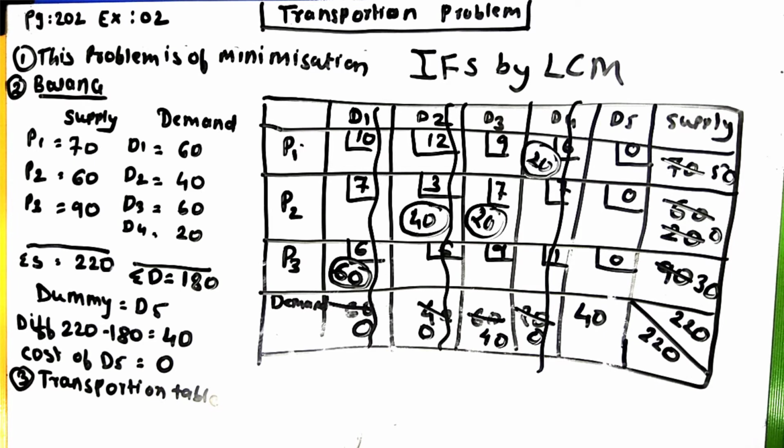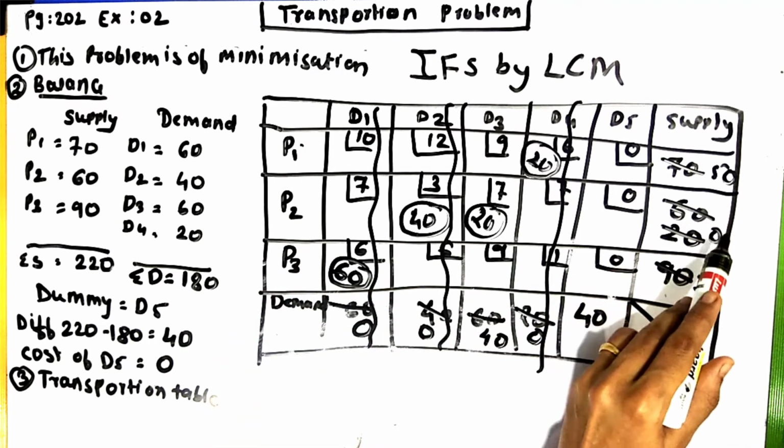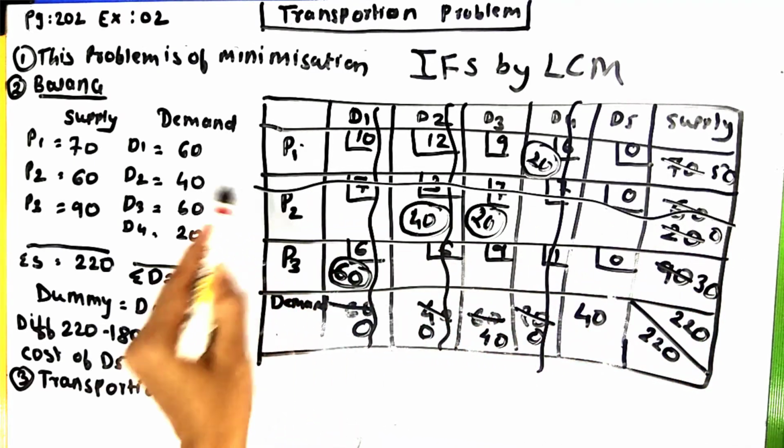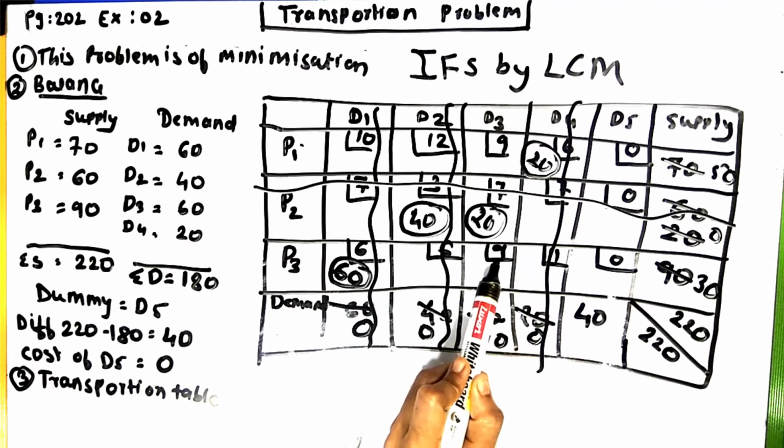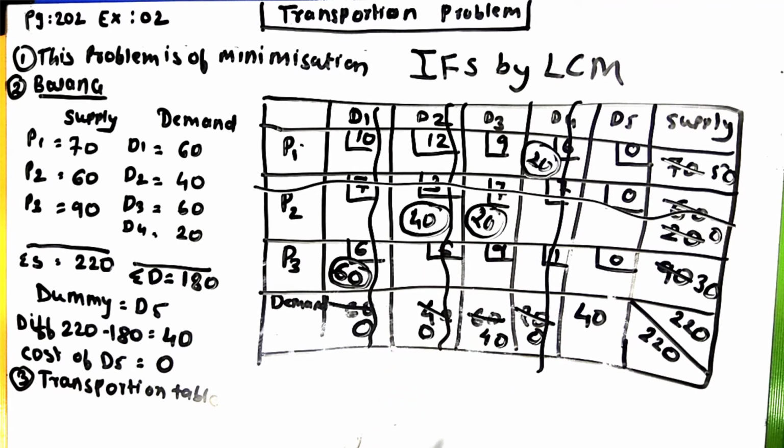Now here P2 has become 0, so our P2 will get cancelled. Next, again we have to consider the least cost. So let me see where is my least cost. Now we have only two least costs, which are 9 and 9. So again we have a tie in the 9 because we have two least costs.